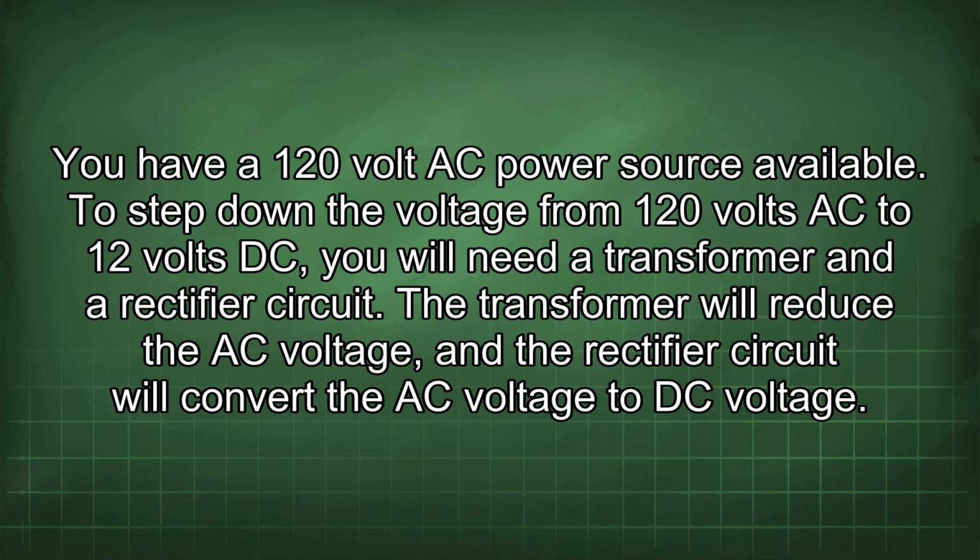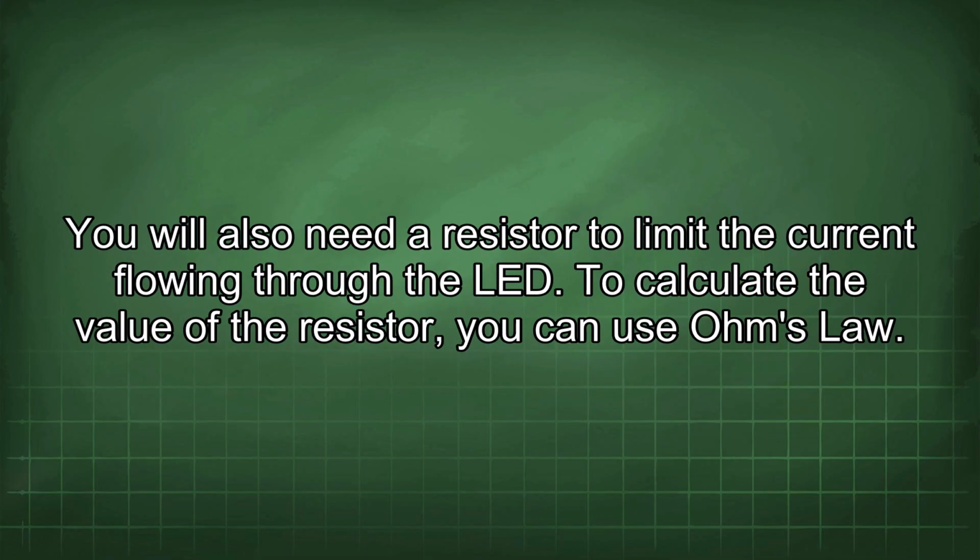To step down the voltage from 120 volts AC to 12 volts DC, you will need a transformer and a rectifier circuit. The transformer will reduce the AC voltage, and the rectifier circuit will convert the AC voltage to DC voltage. You will also need a resistor to limit the current flowing through the LED.